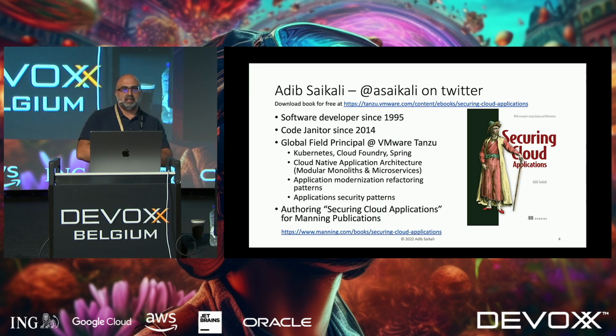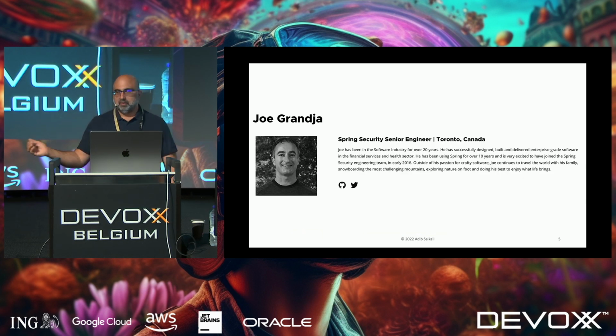My name is Deep Saikali. I am a part of the Tanzu R&D team. I basically call myself a code janitor because that's what I've been doing since 2014. That means I spend a lot of time with Kubernetes, Spring, and very old code bases with customers, because why not? I've been working on this book for way too long. I hope to finish it this year. That's me. Joe?